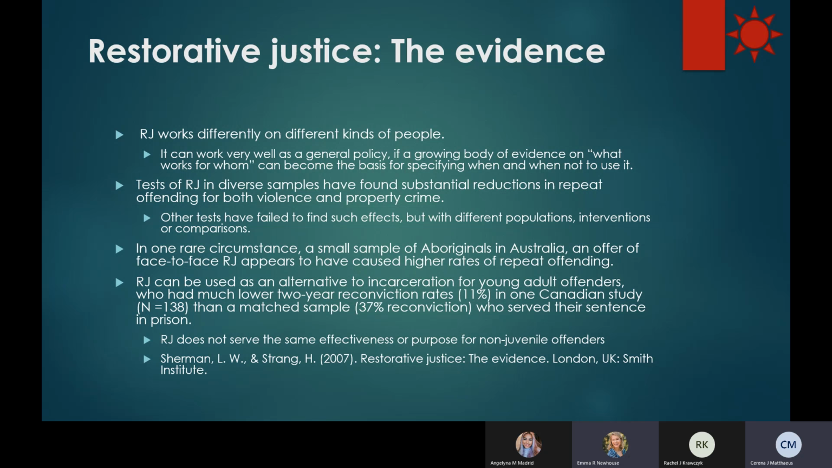And they did find that restorative justice can be used as an alternative to incarceration for young adult offenders who had a much lower 2-year reconviction rate in a Canadian study than those who served their time in prison. So the takeaways from this is that restorative justice does not serve the same effectiveness or purpose for non-juvenile offenders as seen in the study from Australia, but it does work for young adult offenders or juvenile offenders as seen in the Canadian study.